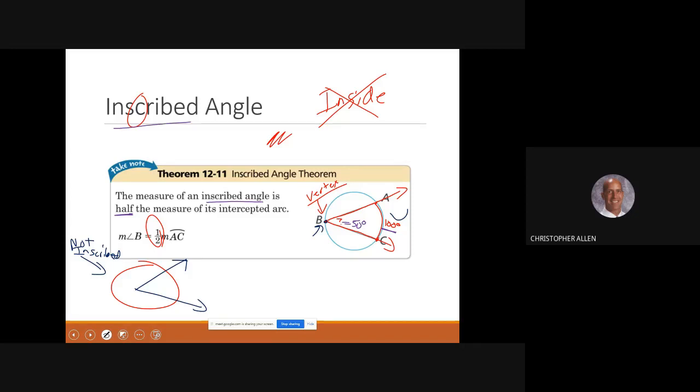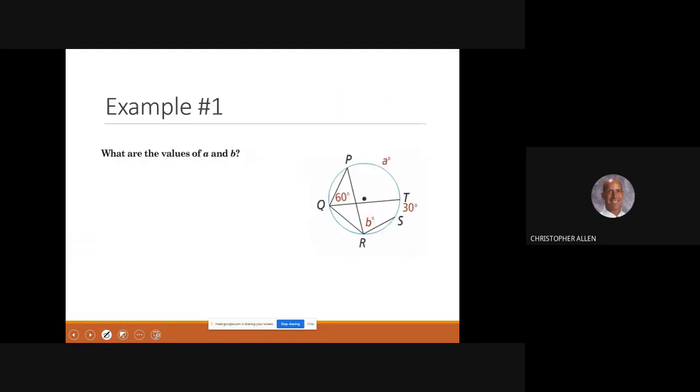Angles. This is an inscribed angle, and on an inscribed angle, the key idea is that the measure of this angle right here is half of its intercepted arc. So if that intercepted arc was 100, then the measure of the inscribed angle would be 50. So let's go ahead and look at an example here.